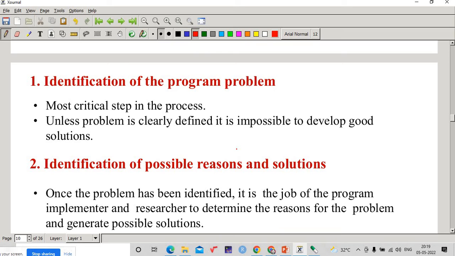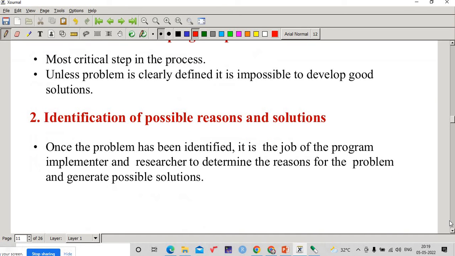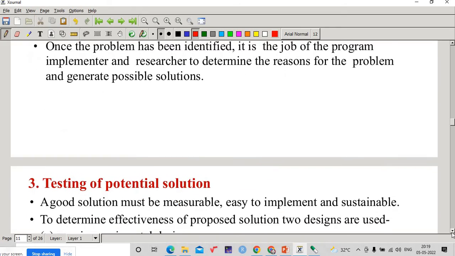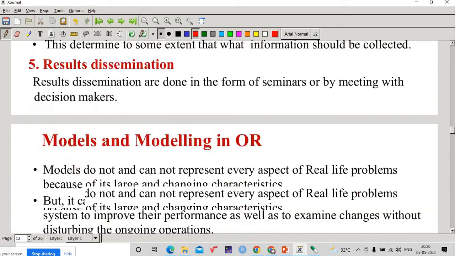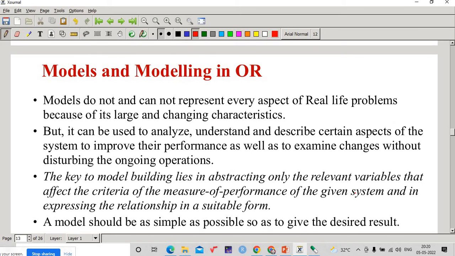Now elaboration of each of the points is given over here. I think we can skip this particular part. You can read it later on also. Identification of the problem, then identification of the possible reasons and solutions. So description of each of the points is given over here. I will proceed to the next point.